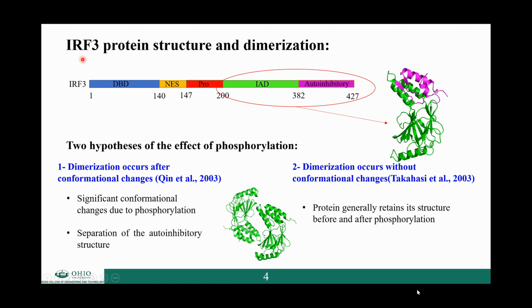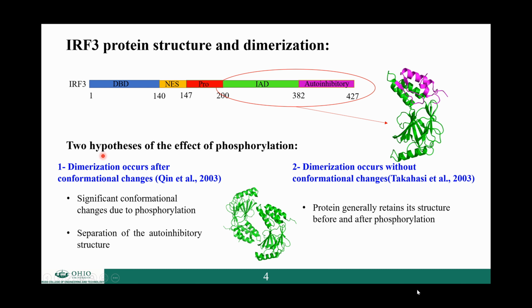If you look at the crystal structure of the IRF3 protein, we will see that it is a protein with 427 residues. And in this presentation, we only look at the last two domains of the protein, which are the interferon association domain and the autoinhibitory domain, shown in magenta and green in this crystal structure on the right. But from now on, in the rest of the presentation, I will show both of these domains in green.